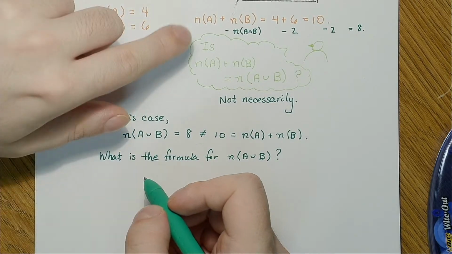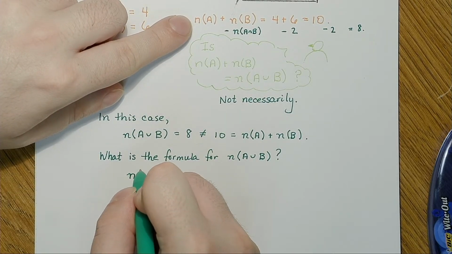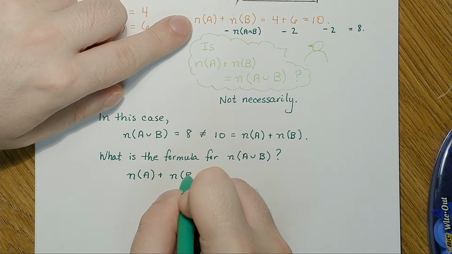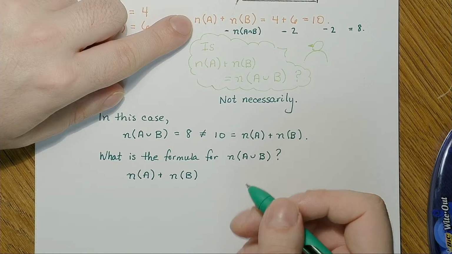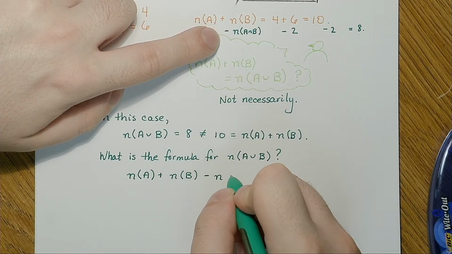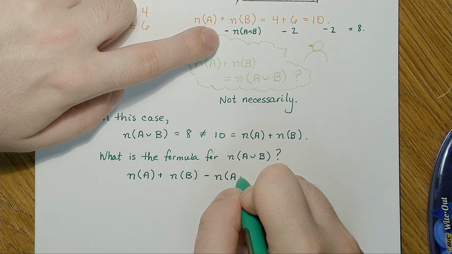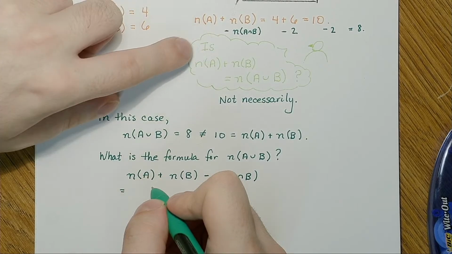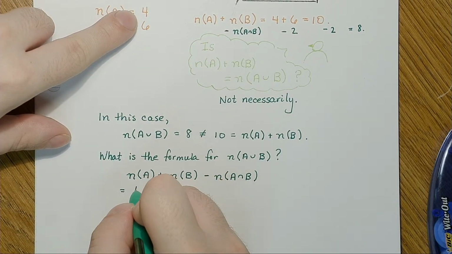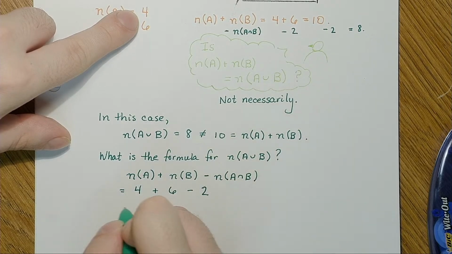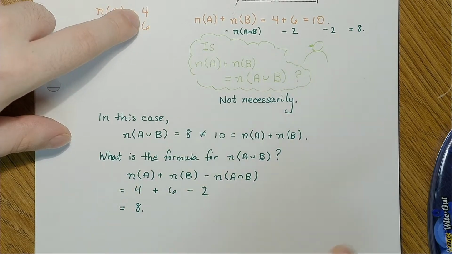So what we'll do is we'll add up the 2 sets. Okay, and we've overcounted, so we'll subtract what we've overcounted, which is the intersection. So in this case, we would get 4 plus 6 minus 2, which gives us the 8.